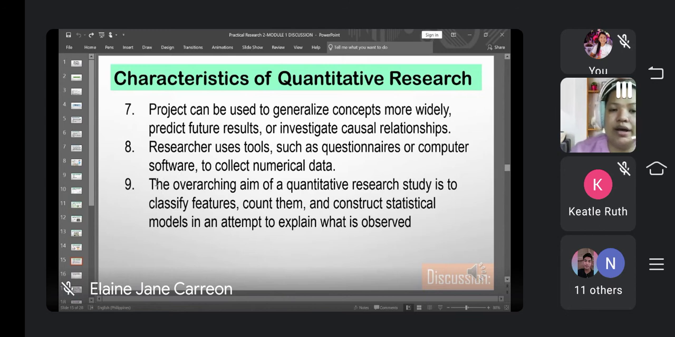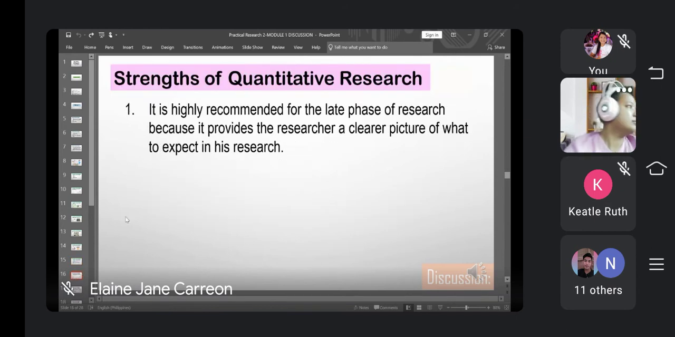Okay? Number 9, the overarching aim of a quantitative research study is to classify features, count them, and construct statistical models in an attempt to explain what is observed. So, the main goal of quantitative research is to classify, count, and construct statistical models, and then interpret all the results. All the numbers that you can see, all the numbers in the table, you must interpret them. Okay? Okay, next.